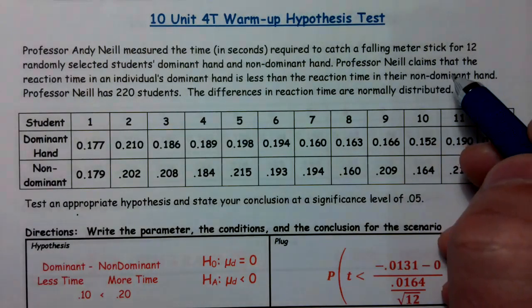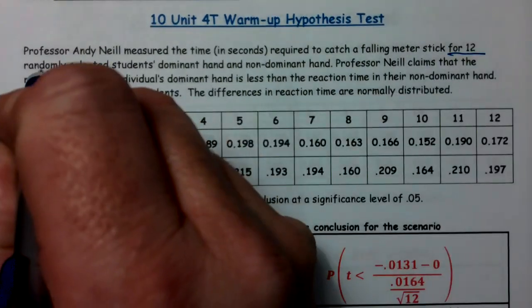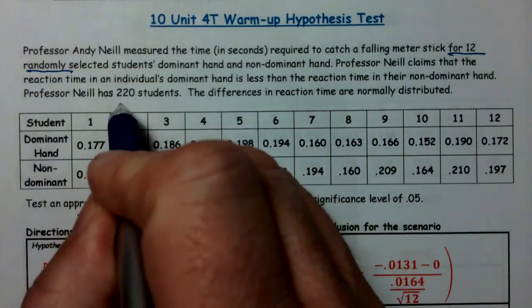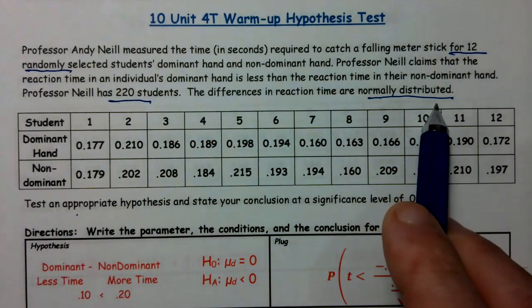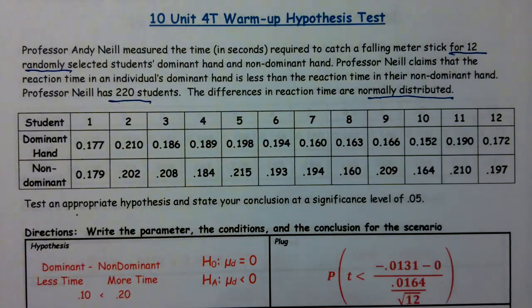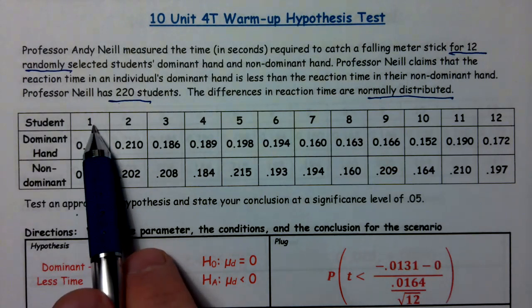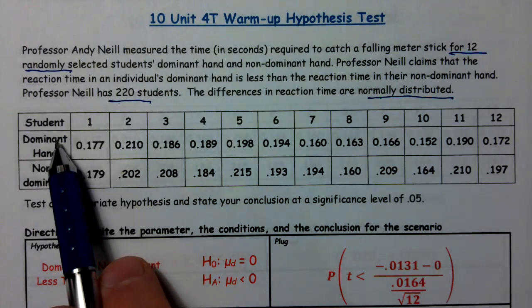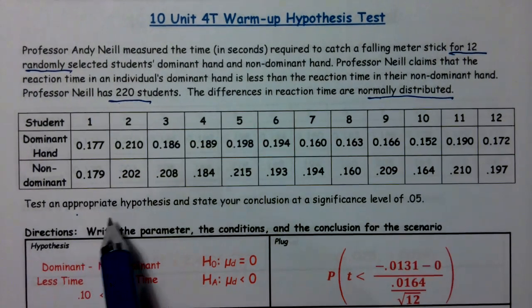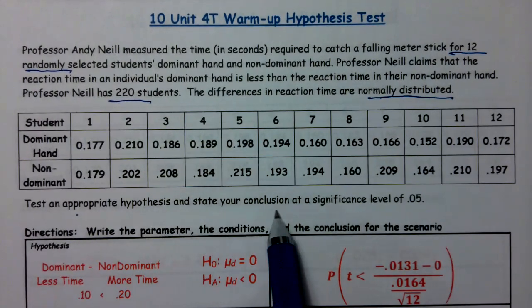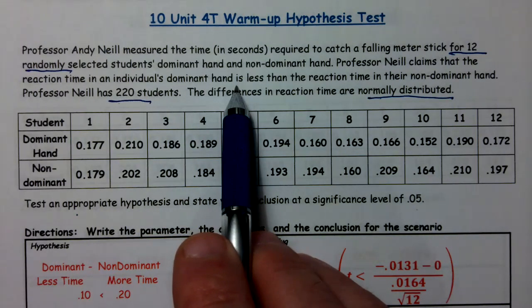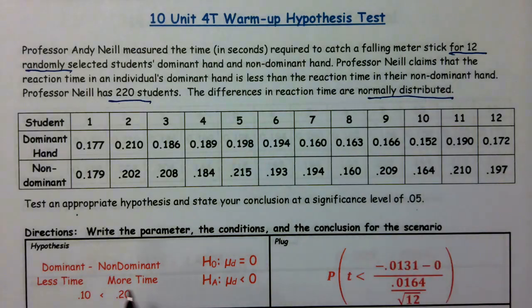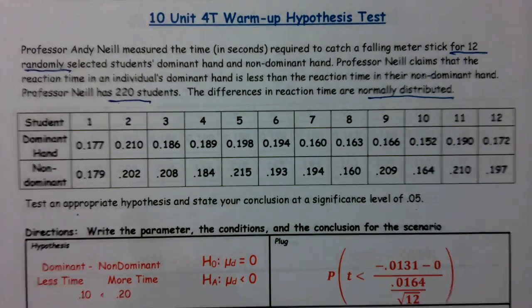All right, so it looks like we have 12 students. That's pretty good. They were randomly selected, and we're going to need to know that. He has a total of 220 students, and they're telling us this is normally distributed, which is important because our sample size looks to be less than 30. So we have paired data. Each one was tested twice. We have a dominant hand test and a non-dominant. And it says test an appropriate hypothesis and state your conclusion at a significance level of 0.05. And the claim is that the dominant hand time is less than the non-dominant. So the dominant is supposed to be faster.